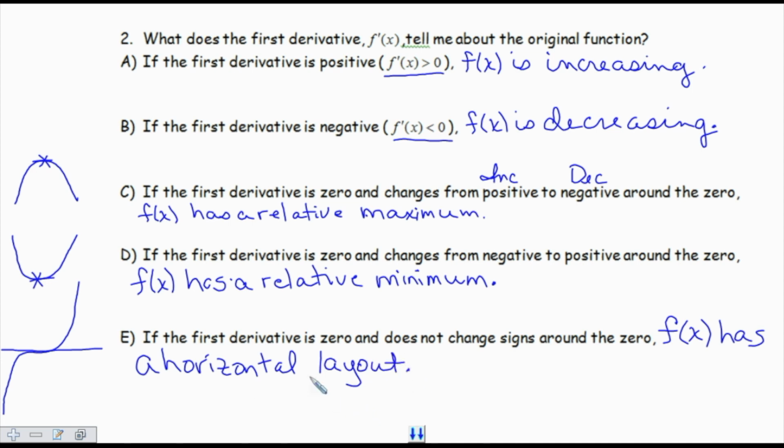Okay? So just because you have a derivative equal to 0 does not mean you absolutely have a max or min. It must change signs around it in order for you to get the max and min. Or it can look like a cubic does and it would have that 0 slope right there at 0. Okay? All right, so that's the first derivative.